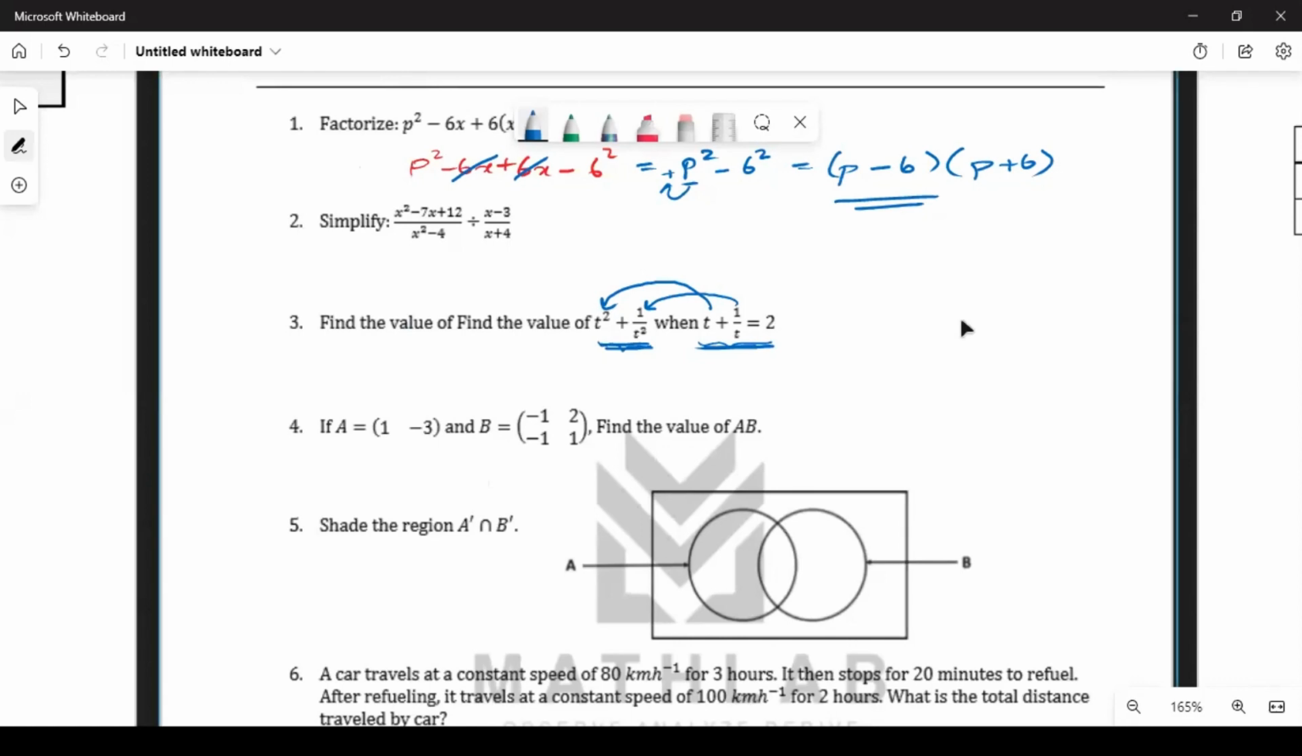The next one. Next question is from matrices.